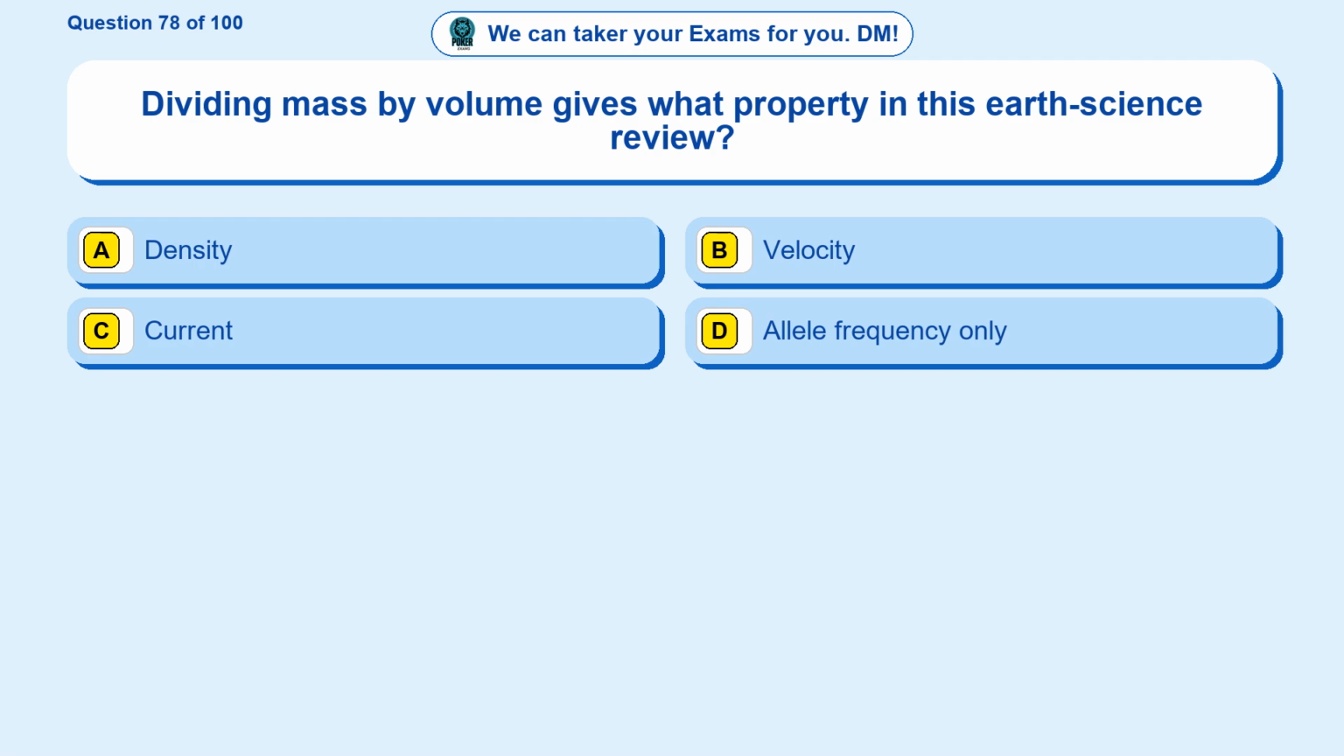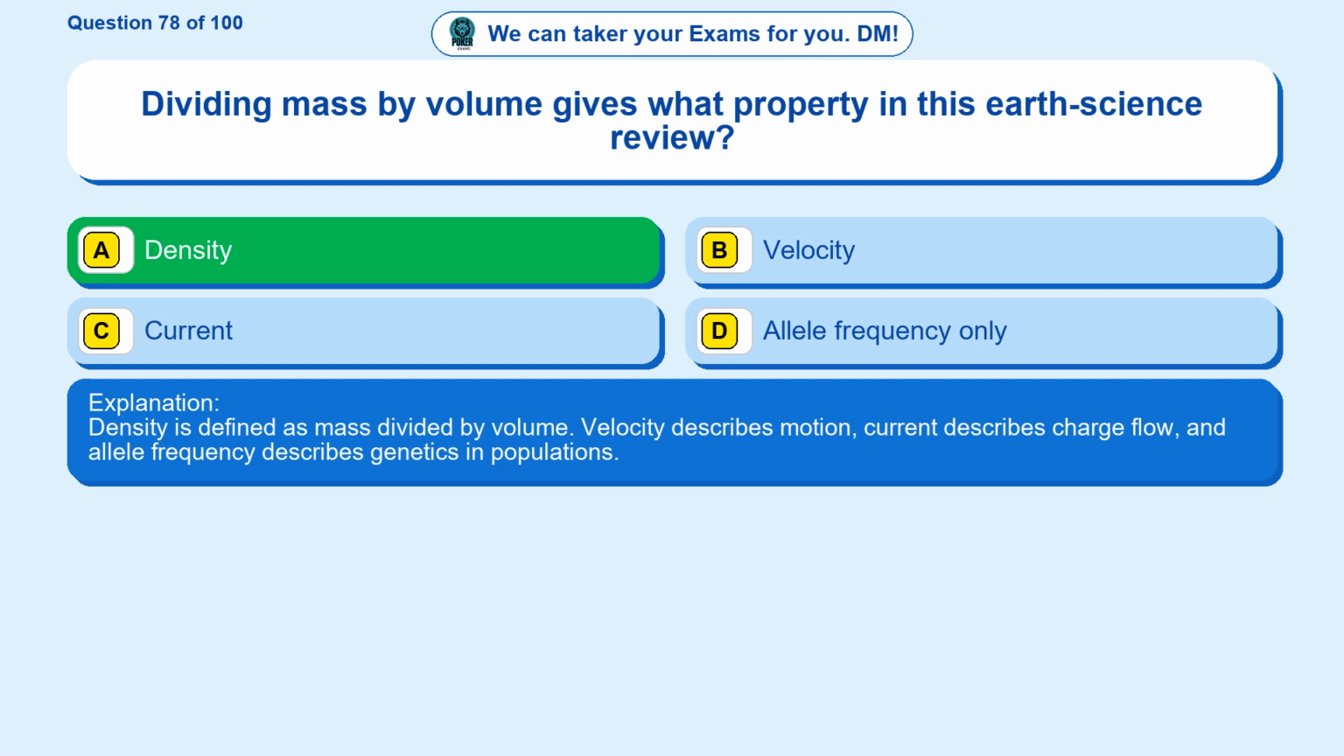Question 78. Dividing mass by volume gives what property in this Earth Science Review? Option A, density. Option B, velocity. Option C, current. Option D, allele frequency only. The correct answer is option A, density. Density is defined as mass divided by volume. Velocity describes motion, current describes charge flow, and allele frequency describes genetics in populations.